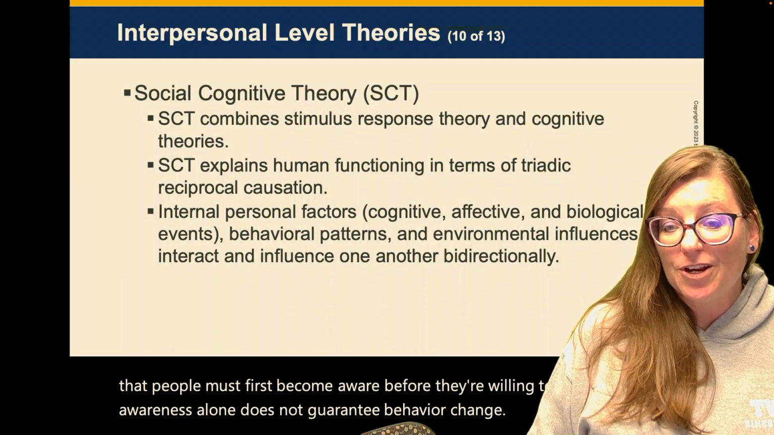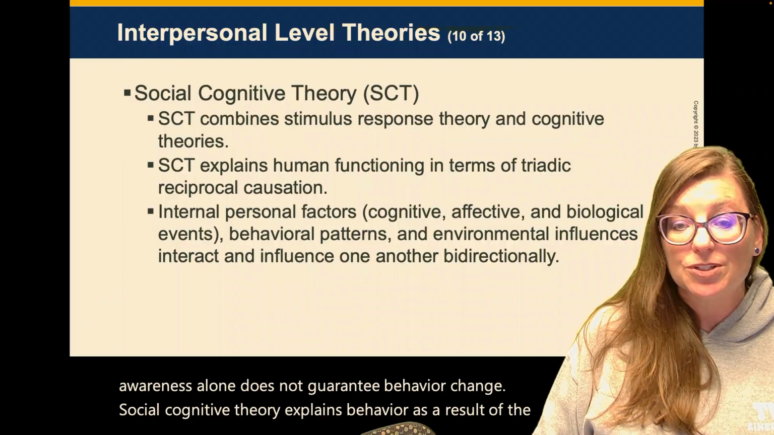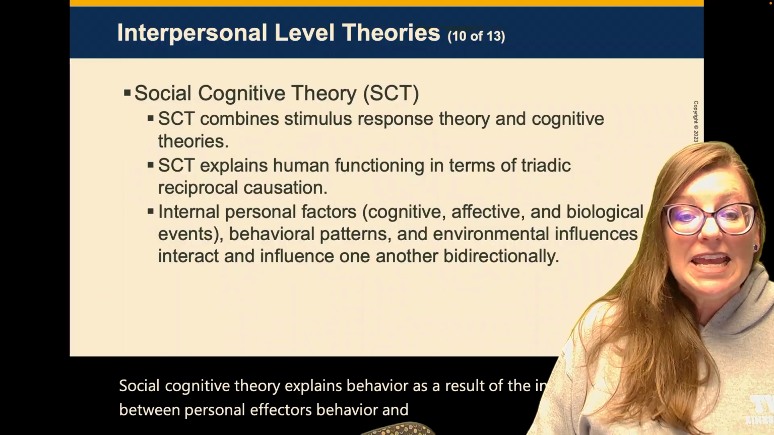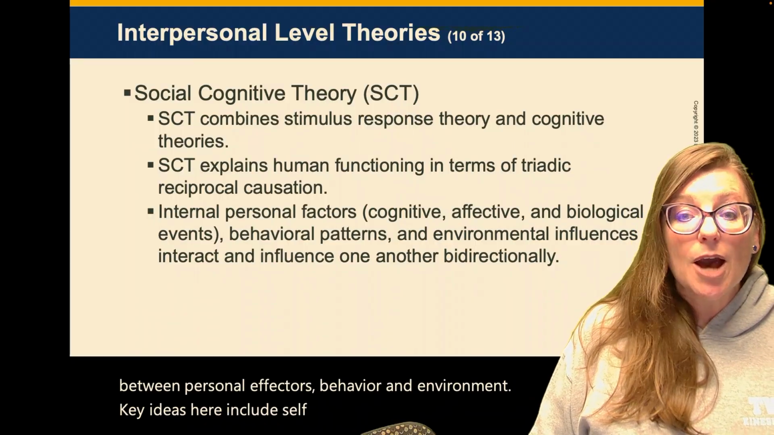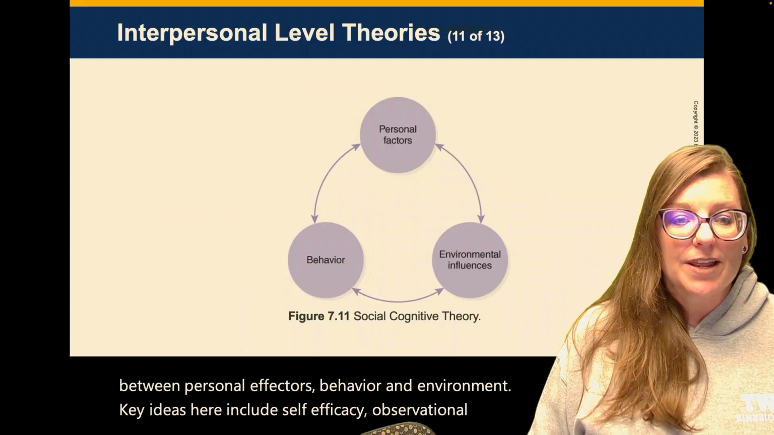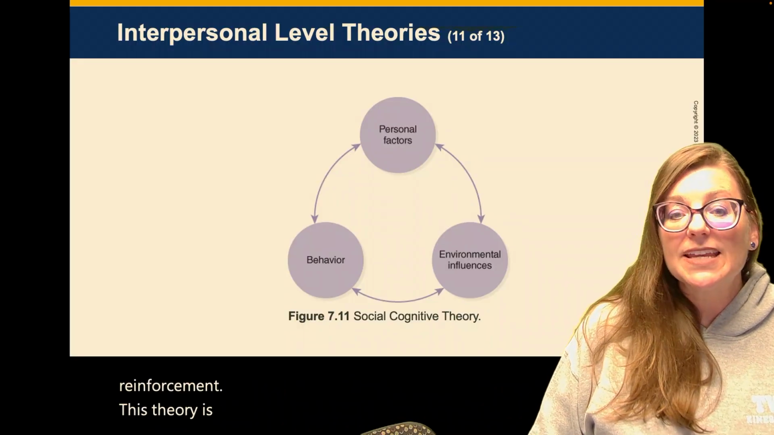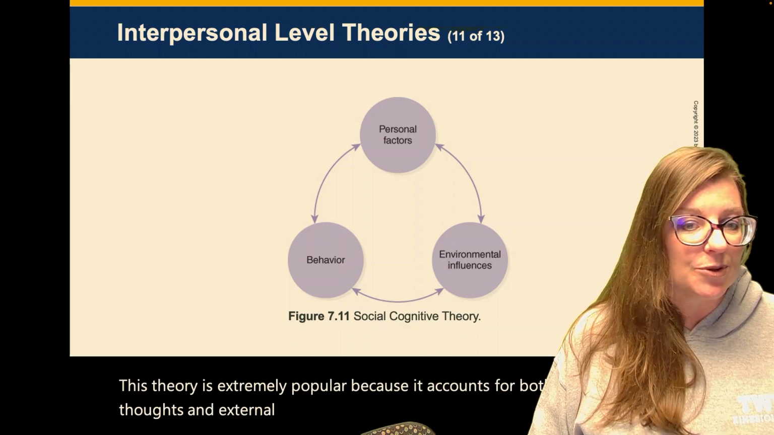Social cognitive theory explains behavior as a result of the interaction between personal factors, behavior, and environment. Key ideas here include self-efficacy, observational learning, and reinforcement. This theory is extremely popular because it accounts for both internal thoughts and external influences.